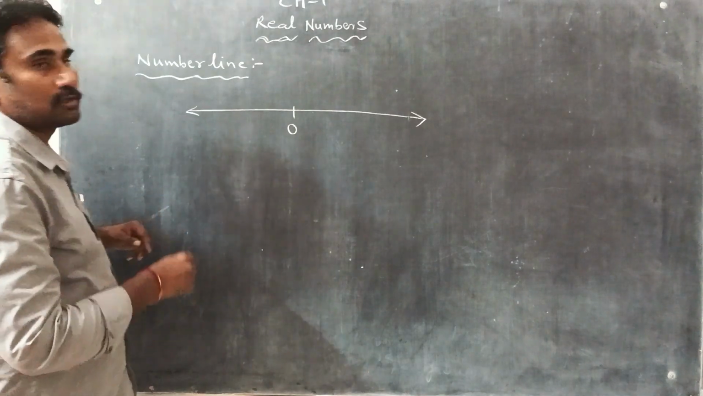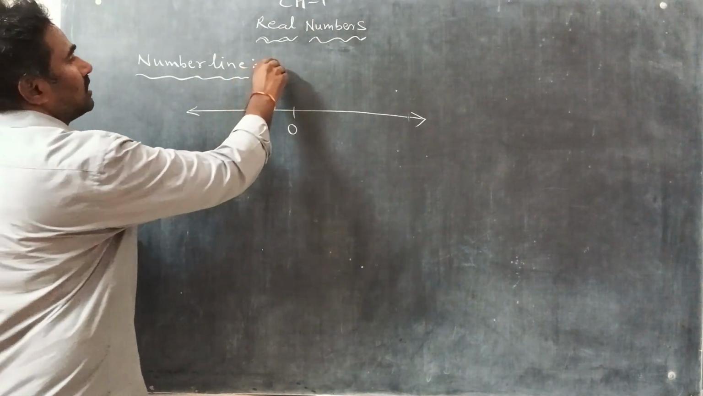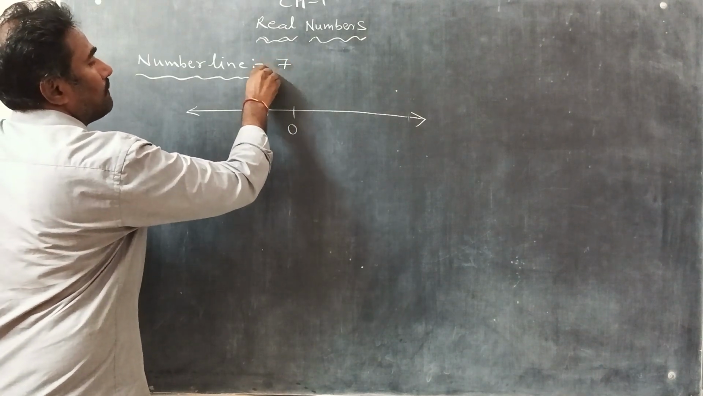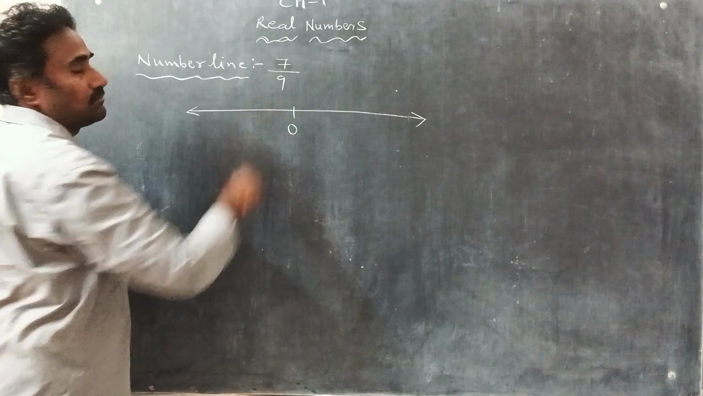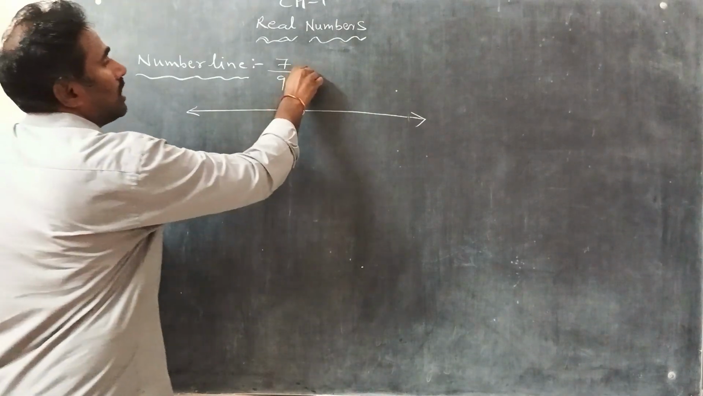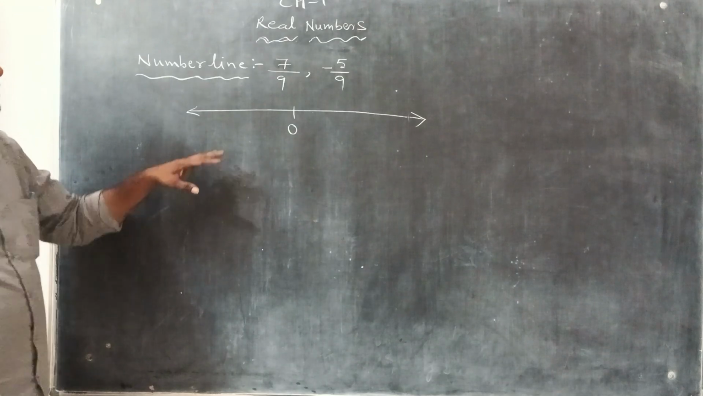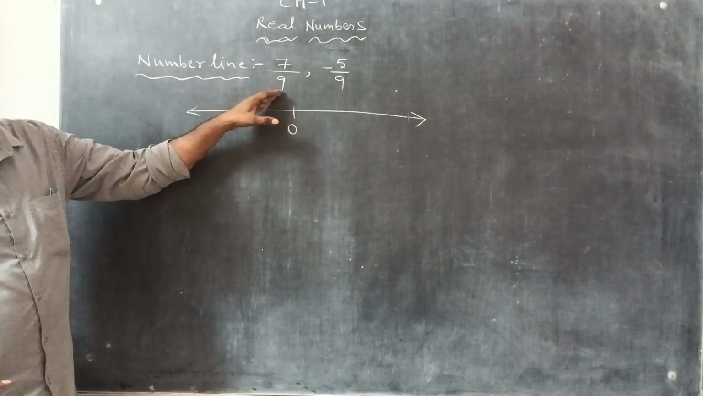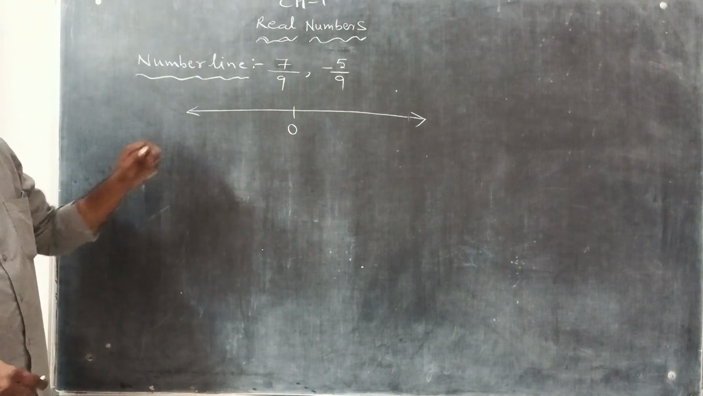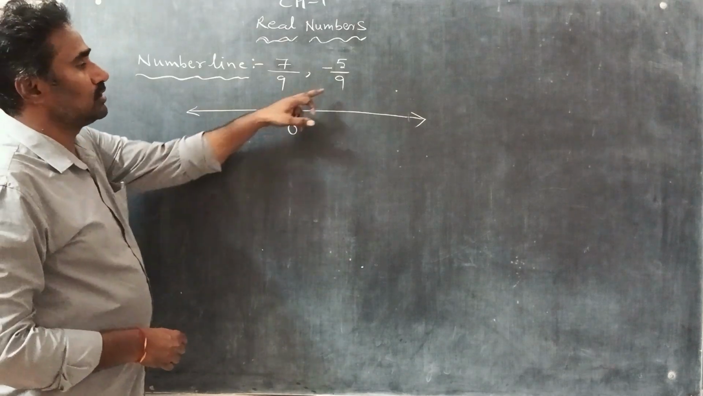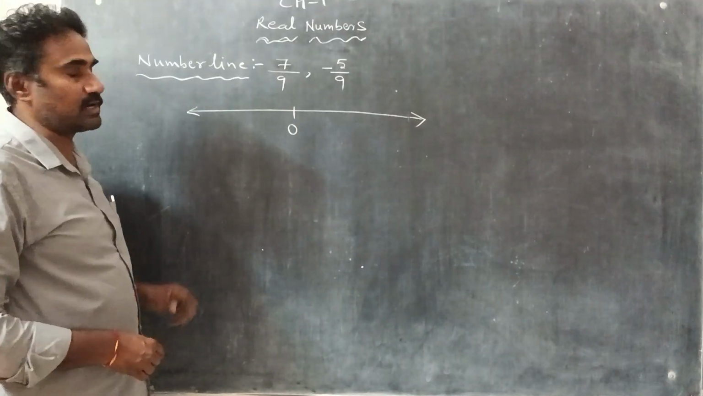But how do we show rational numbers on the number line? For example, 7 by 9 or -5 by 9. How do we write it? This is a proper fraction, so its value will always be less than 1. This one is also a proper fraction.